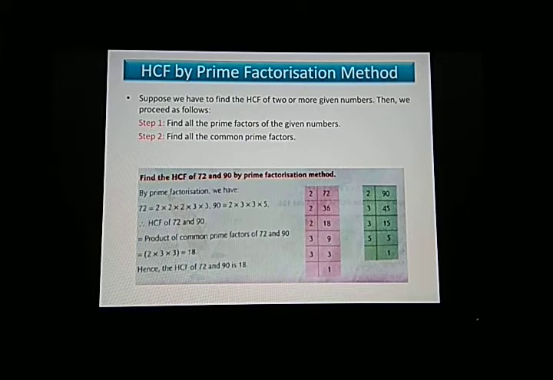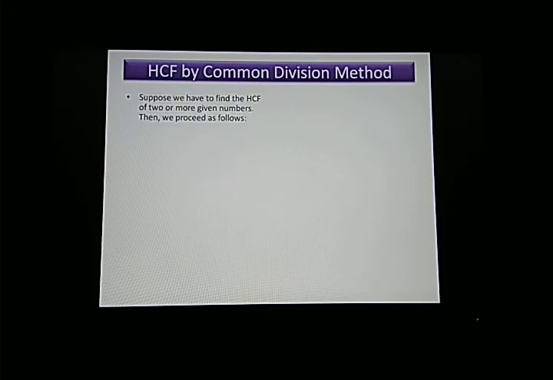Now one important thing you will notice here is that in this method we will not get our factor directly from the factorization. Here the product of those common factors will be the HCF of the numbers. Clear? So this is one of the main differences between this method and the earlier method. Here the product of the factors gives us the HCF, but in the earlier case the factors themselves directly gave us the HCF.